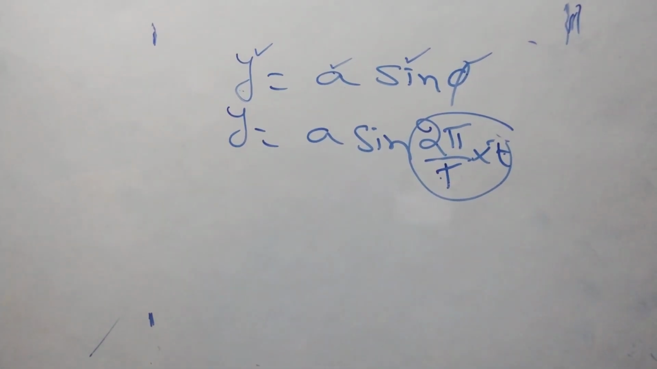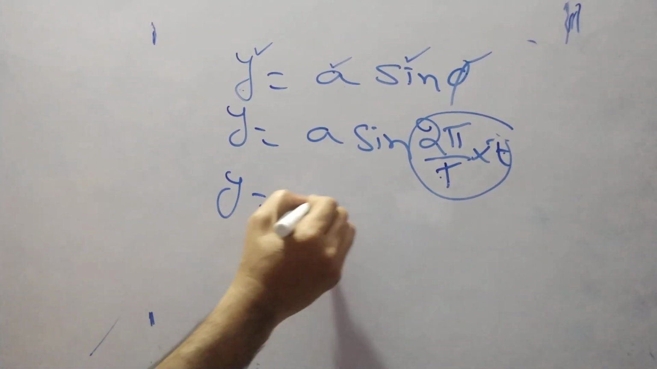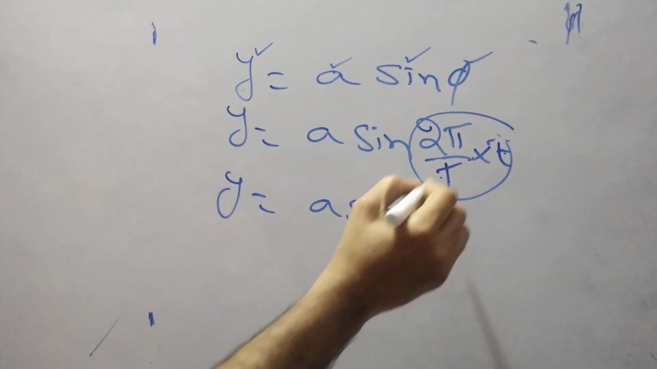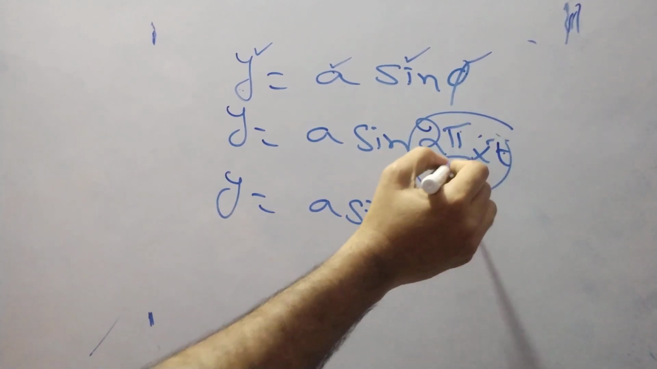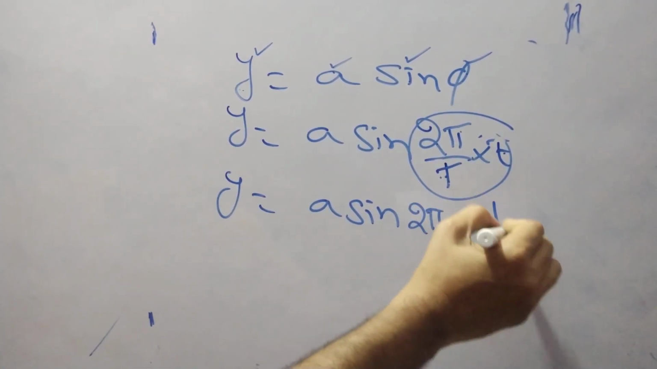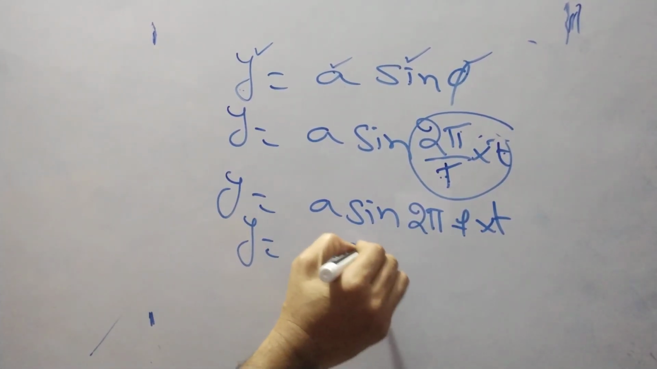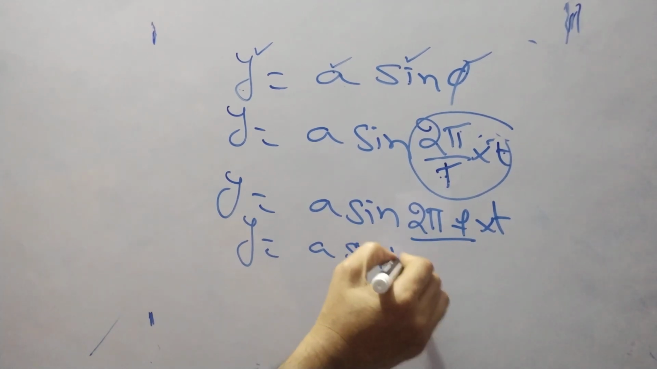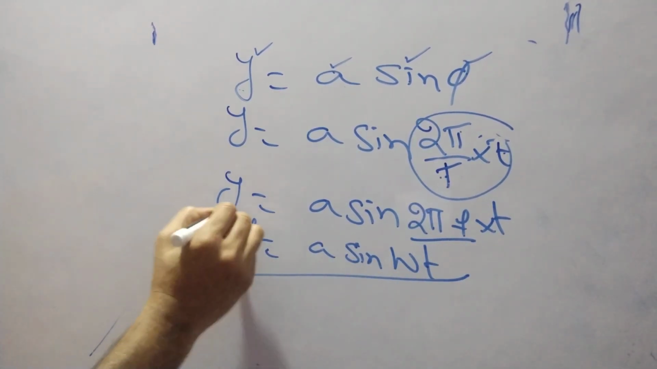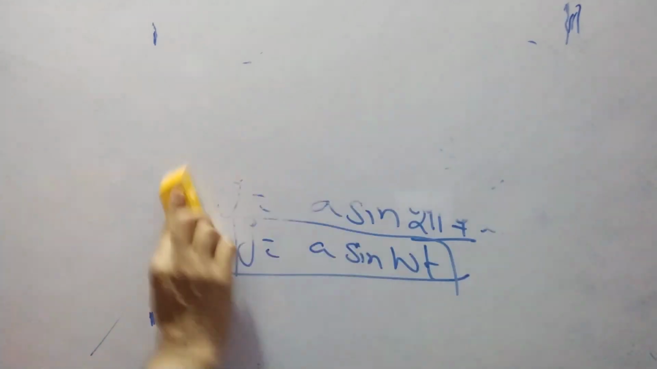Right? Now your equation, this one is the equation: y equal to a sine, this one 2 pi 1 by T is frequency into t, right? So this y equal to a sine, this is angular frequency omega. So your standard equation is y equal to a sine omega t. So you can take the equation as y equal to a sine omega t.